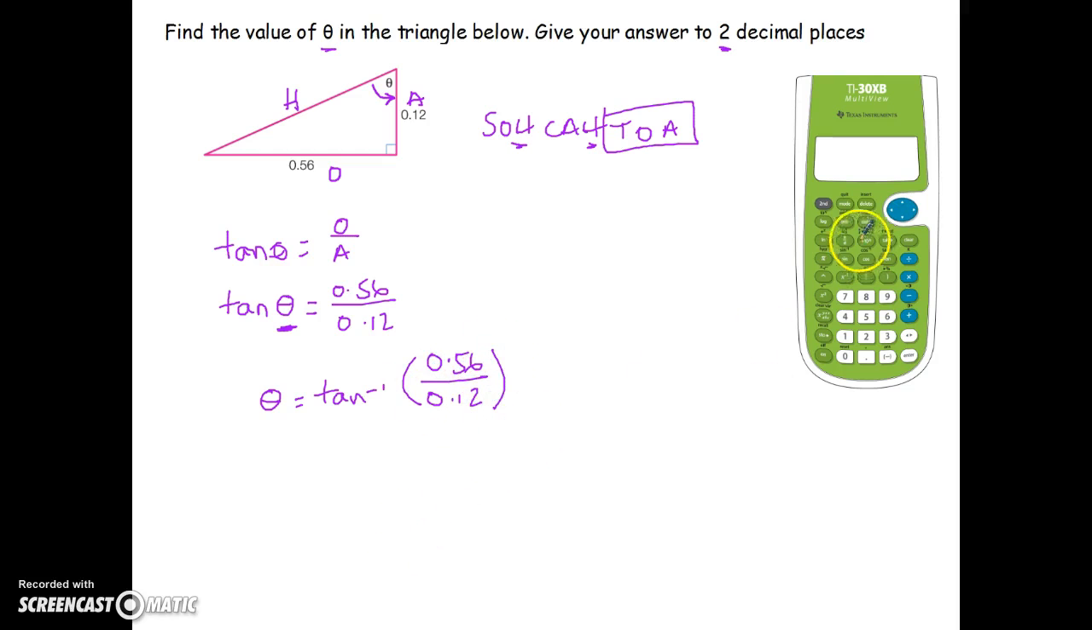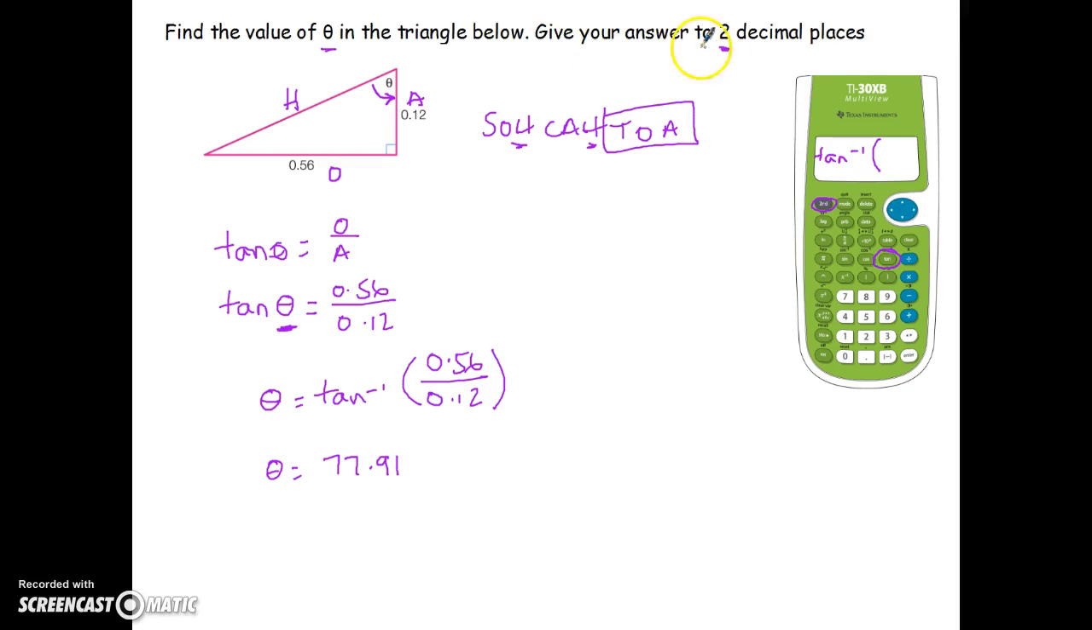On your calculator now, you're going to press second tan, and you'll get that in your display with an open bracket. Then 0.56 divided by 0.12, or use your fraction template if you want to, but either way you should get 77.91.